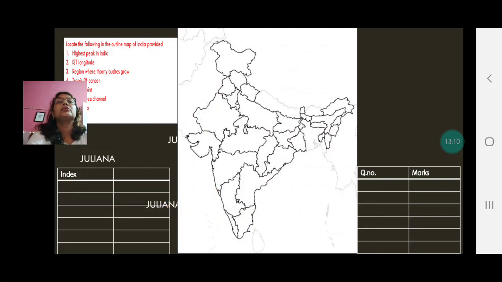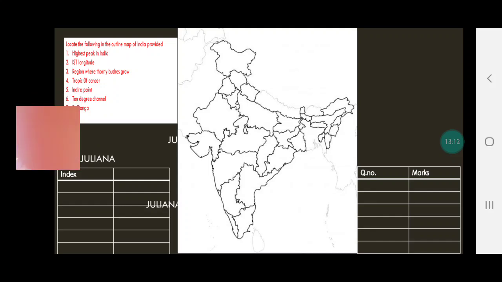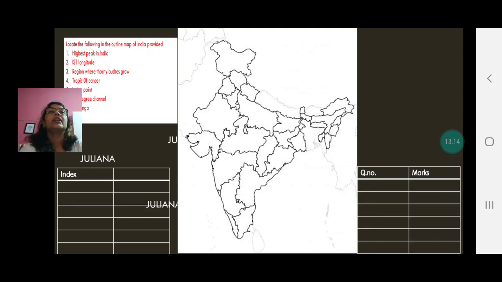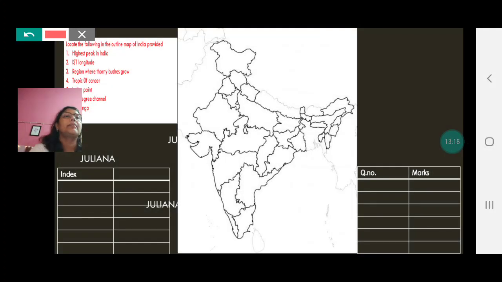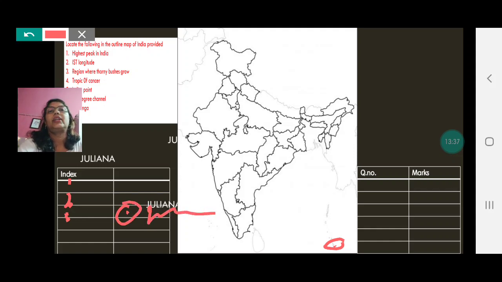Then I'm going to do number 5. I said Indira Point, that's the southernmost tip of India. Wherever the Andaman and Nicobar Islands end, that is our Indira Point here. So that was my number 5. So I did 1, then 3, then 5. So here you will put your dot, put the circle and write Indira Point.